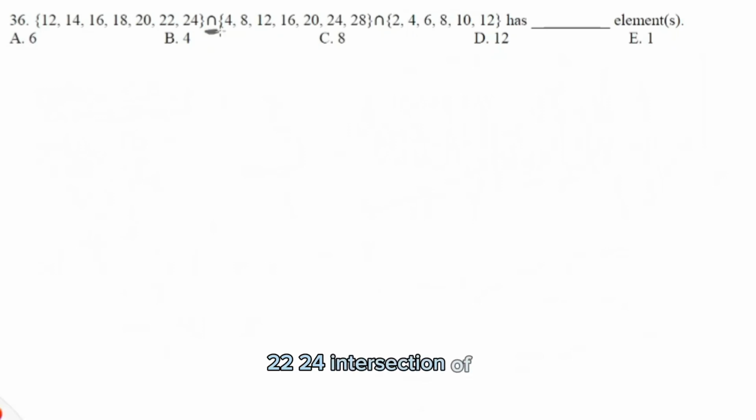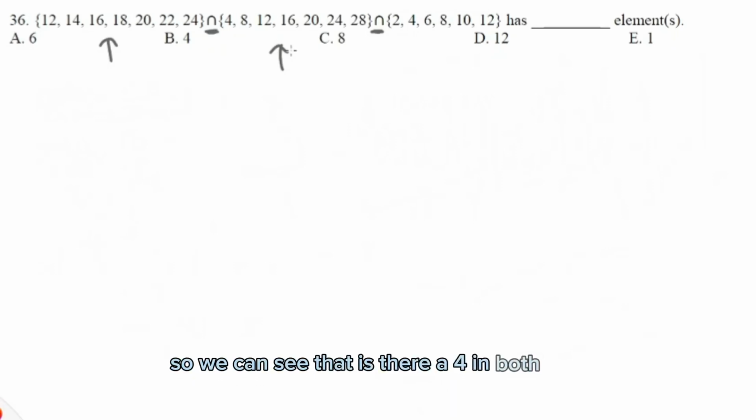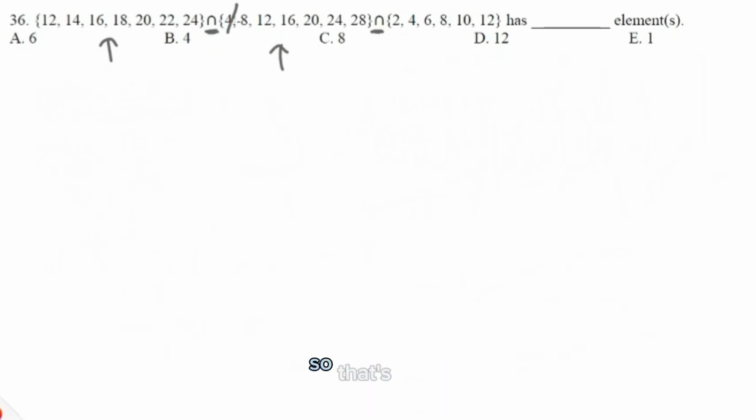Next, 12, 14, 16, 18, 20, 22, 24, intersection 4, 8, 12, 16, 20, 24, 28, intersection with 2, 4, 6, 8, 10, 12 has how many elements? Alright, so we can first do the intersection of these two first sets. Is there a 4 in both sets? No, there is not, so that's not it. Is there an 8 in both sets? No, there's not, so that can't be it. Is there a 12 in both sets? Yes, there is. That means 12 is one of the common elements in our new set.